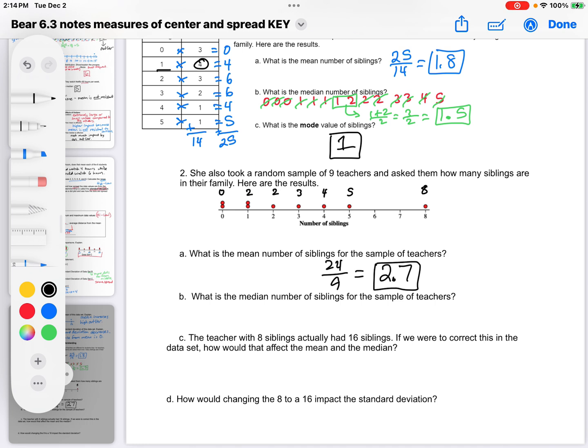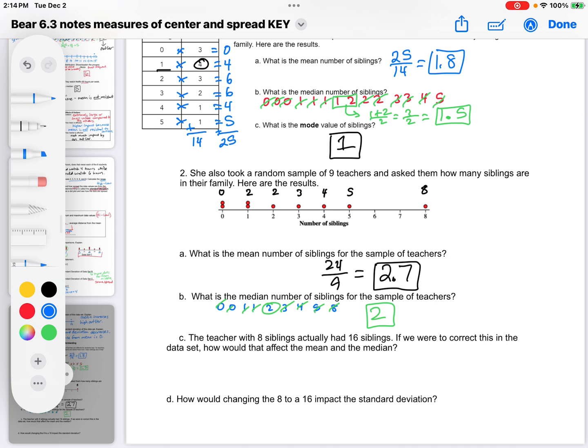For the median, what we're going to do is just list those numbers out. So we have 0, 0, 1, 1, 2, 3, 4, 5, 8. And then I cross off the first and last, and 2 is our median. So this time we didn't have to add them up and divide by 2.